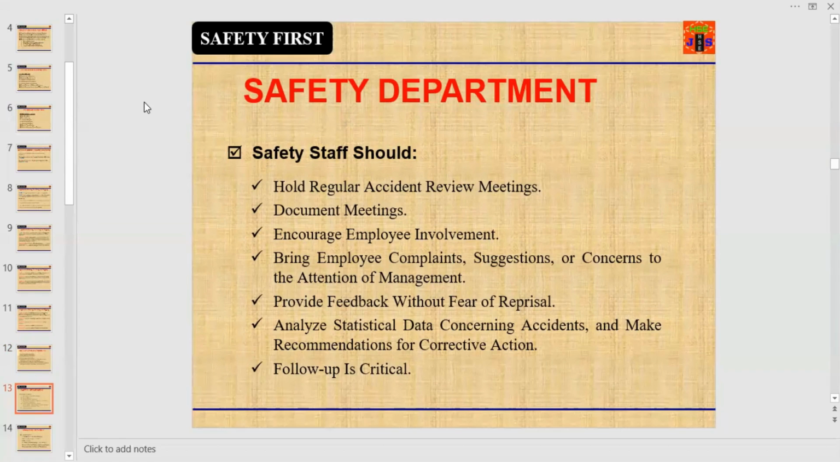Do you know the responsibility of the safety department? Safety staff should hold regular accident review meetings, document meetings, encourage employee involvement, bring employee complaints, suggestions, or concerns to the attention of management, provide feedback without fear of reprisal, analyze statistical data concerning accidents, and make recommendations for corrective action. And never forget that follow-up is critical.